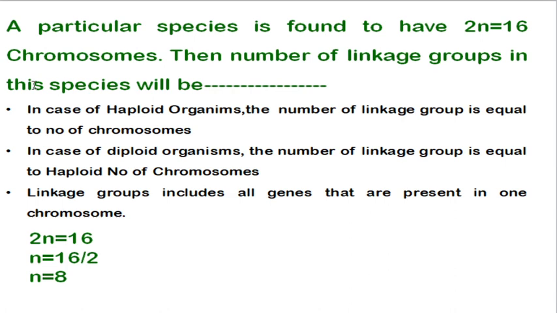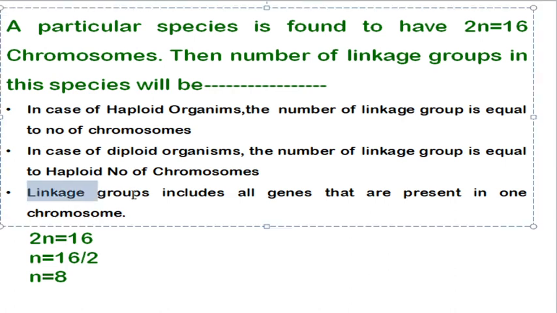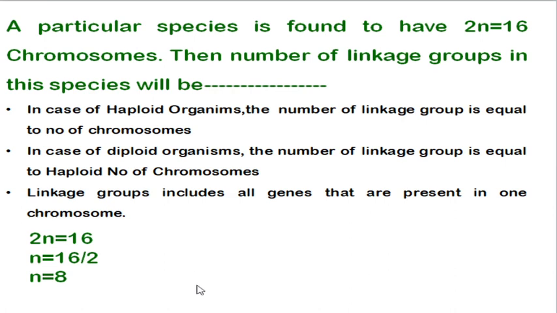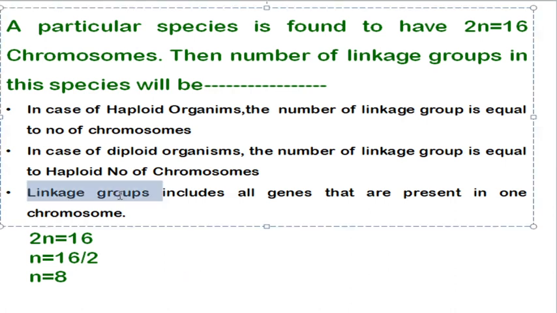Okay. So next is a very interesting and simple question. Even I didn't know this particular question before revising it. A particular species has 2N equal to 16. This particular species is found to have a diploid number of 16 chromosomes. Then what is the number of linkage groups present in this species? Linkage group means nothing but a group of genes, all the genes that are present in one chromosome is called a linkage group.